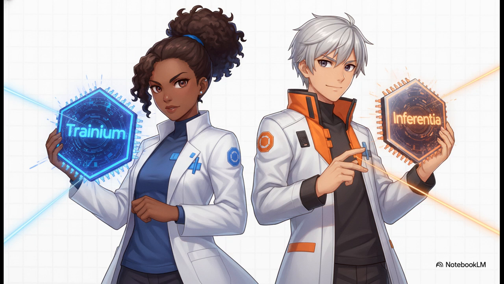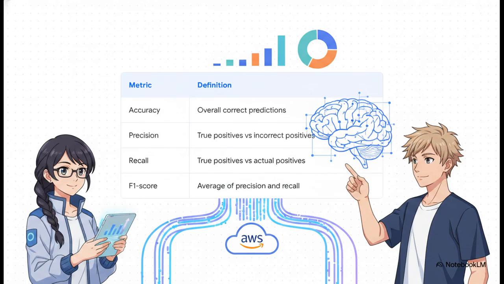But how do we know if our newer, cheaper, faster model is actually smart? Well, we measure it. Accuracy is pretty straightforward. It's your overall correct predictions. But that's not always enough. Precision asks a different question. When the model guessed positive, how often was it actually right? Recall asks, out of all the actual positive cases out there in reality, how many did the model successfully find? And finally, the F1 score gives us a really healthy, balanced average of both precision and recall.